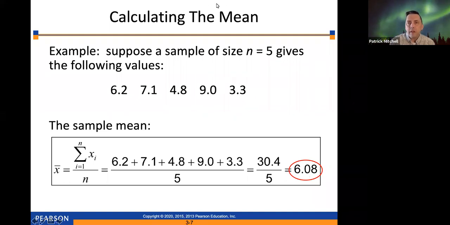And most statistics books have the practice for rounding that you round the mean to one more decimal place than is present in the original data. So since all of these original data points have one decimal place, the mean would be reported to 2 decimal places.